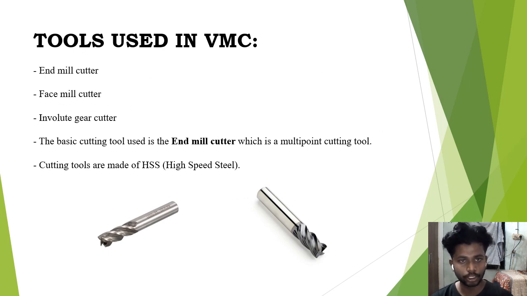Okay, let's see the tools used in a vertical milling center. End mill cutter, face mill cutter, involute deep cutter. These are the three basic tools used in all industries that have a vertical milling center. The basic cutting tool is the end milling cutter, which is used for making holes, drilling, engraving and the like. These cutting tools, the end mill cutters, are made of high-speed steel, HSS.